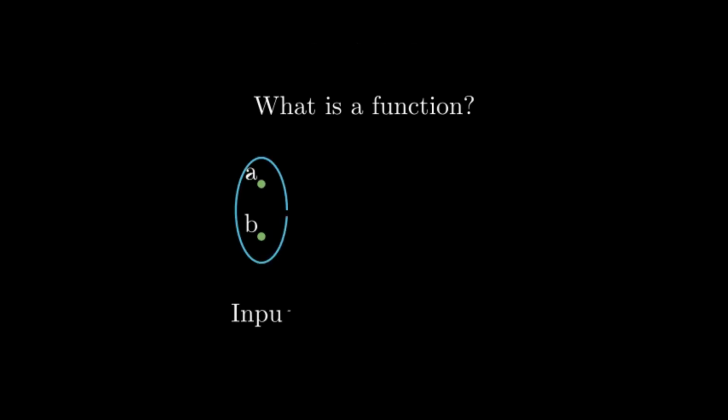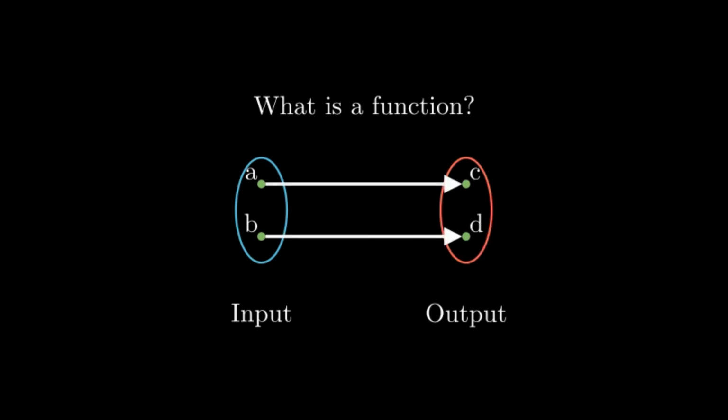A function has three parts. It has a set of inputs. It has a set of outputs. And lastly, it maps every input to an output. Note that every input has a unique output, but multiple inputs can map to the same output.